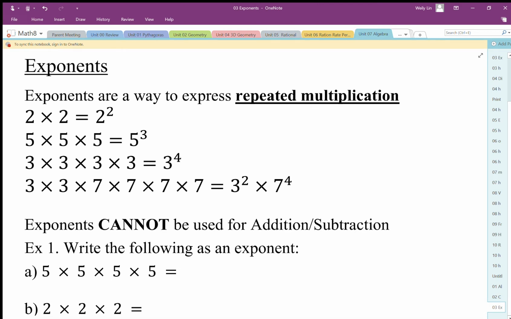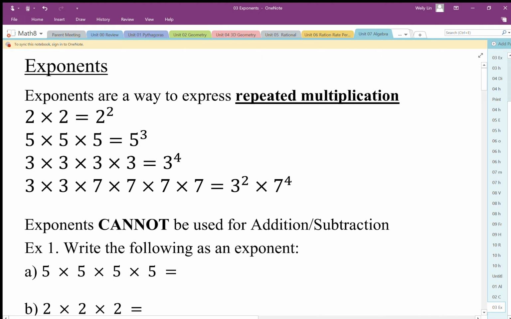One way to treat exponents is to think of them as repeated multiplication. So if we have 2 times 2, instead of writing 2 times 2, we can write 2 to the power 2. Instead of 5 times 5 times 5, if we repeatedly multiply by 5, we can use 5 as our multiplier, and the exponent indicates the number of times we use that 5.